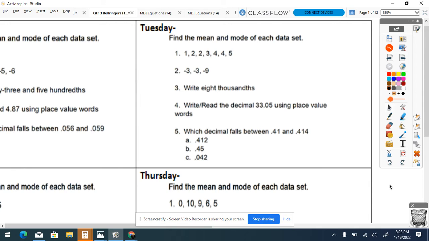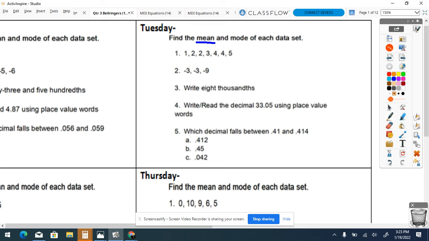All right, so stay caught up. We actually have to do all 3 days of bell ringers in this video. So make sure you're frequently pausing the video and making sure you have all this down. So the first thing we have to do is find the mean. Remember, the mean is the average, and we find it by adding up all the numbers and dividing by how many numbers we have. So right now, pause the video and go ahead, add up the numbers for number 1.